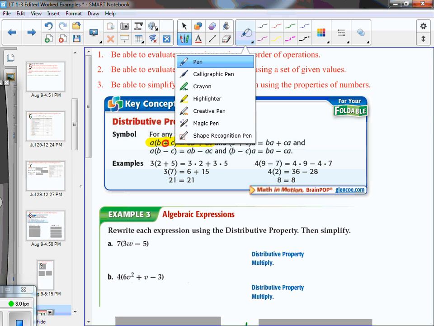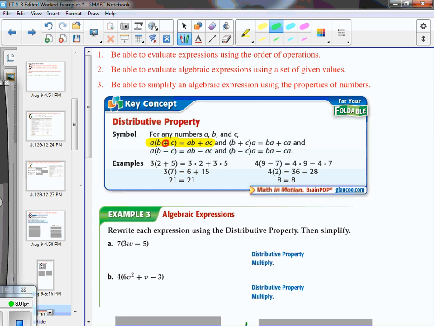And then look at the other one with a minus sign between them. A times B minus C is AB minus AC. You multiply the number outside the parentheses times each number inside. But since it's a minus sign inside the parentheses, it's a minus sign right there.